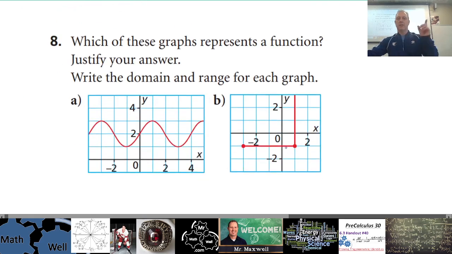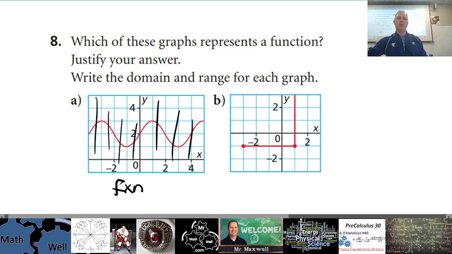All right, 8. Talked a little bit about 8 already, but let me go over this again. Which of these graphs represents a function? Yes, function, right here, because it passes the vertical line test. Anywhere you draw a vertical line, it only passes once. This, not a function, because this part does not pass the vertical line test, right? So not a function.